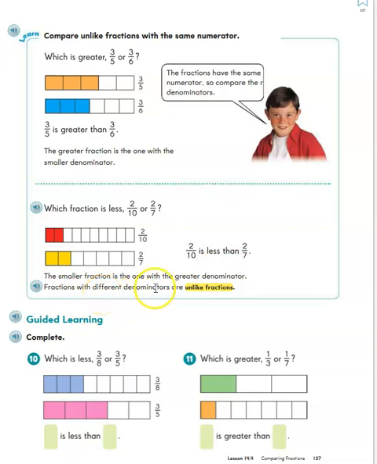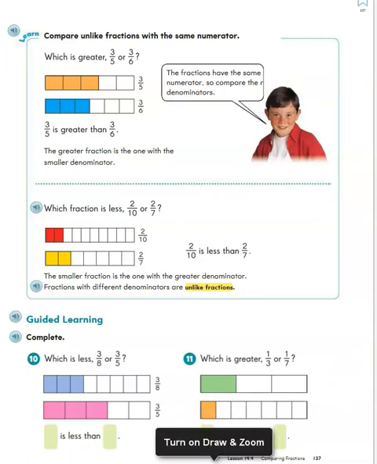Fractions with different denominators are unlike fractions. So we learned last time that like fractions were fractions with the same denominator. So the ones we are looking at right now are unlike fractions. They have different denominators. Okay, let's do our bottom part real quick.